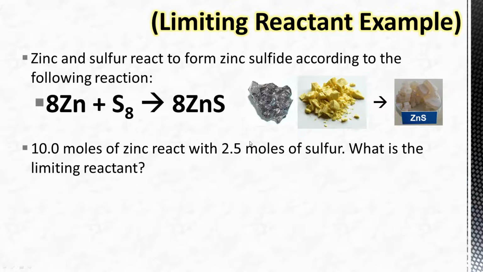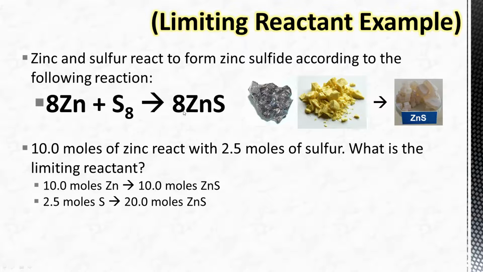I need to look at the products to figure out which one's going to run out first. 10 moles of zinc is going to make 10 moles of zinc sulfide. I use the molar ratio of 8 to 8 there, so it's essentially multiplying it by 1. However, 2.5 moles of sulfur is enough to make 20 moles of zinc sulfide, because in this case right here, for every 1 mole of sulfur, I'm going to get 8 moles of zinc sulfide.